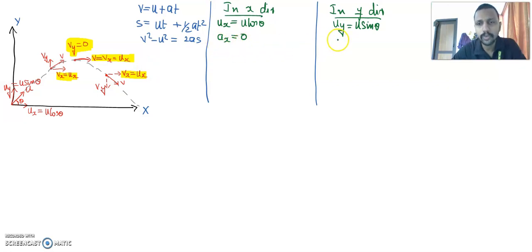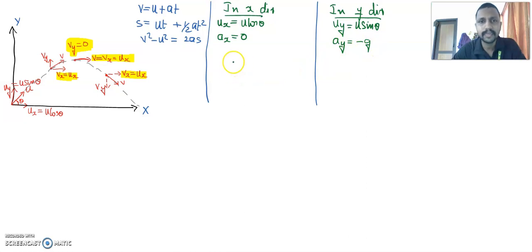Then what about the acceleration in y direction? If we are considering the ascent of the projectile, that is the upward journey of the projectile, the acceleration in the ascent of the projectile is minus g. It's because velocity is decreasing. That's the reason why I'm taking minus g.